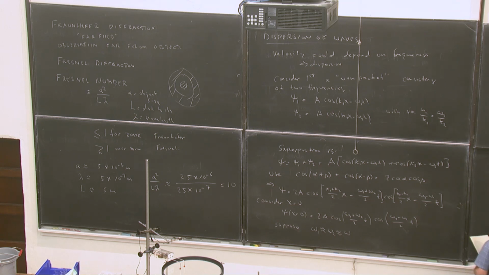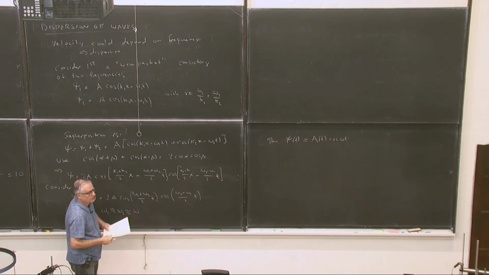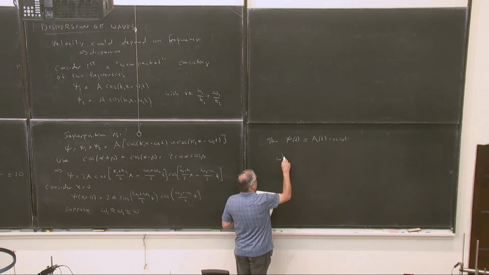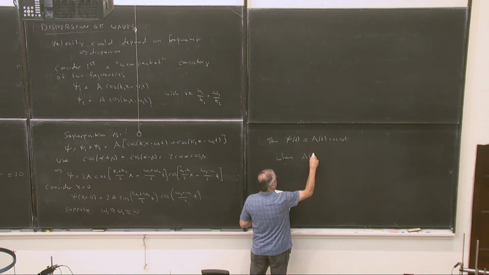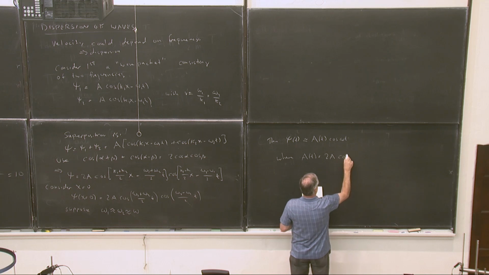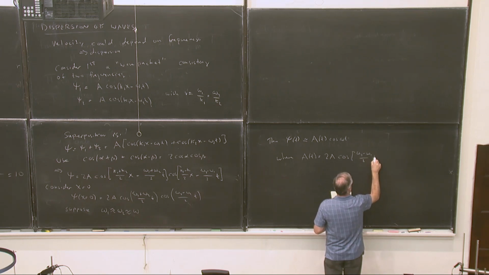Then we can write this as psi of t, for x equals 0, is approximately a of t cosine omega t. So I pick some point and call it x equals 0, and I look at what the wave does, where I've separated out into this a of t and the other cosine. So a of t is the 2a times the cosine of (omega 2 minus omega 1)/2 times t.